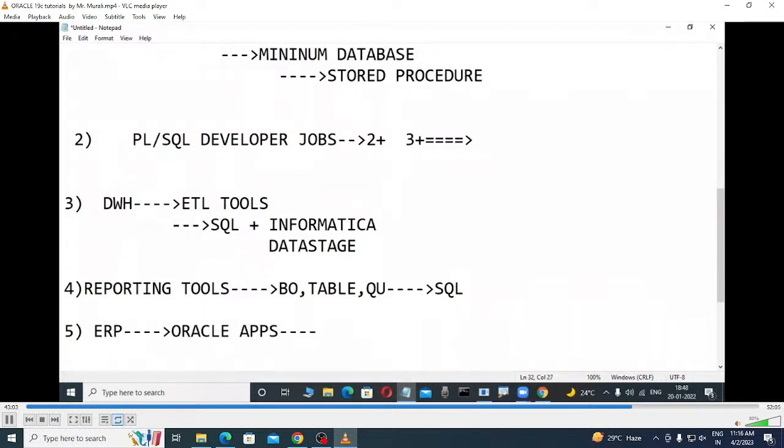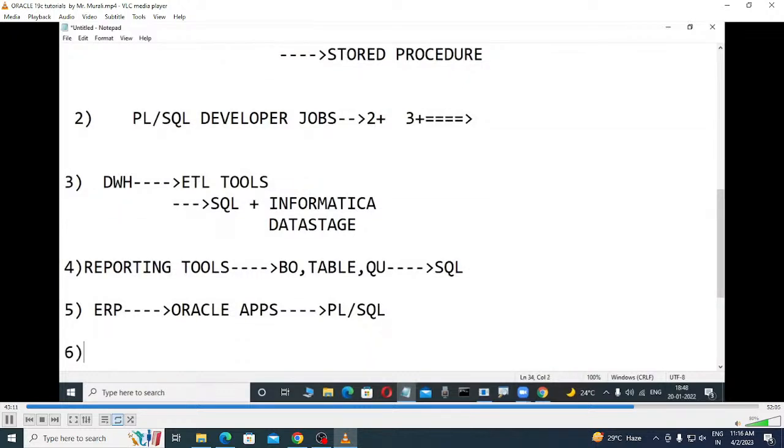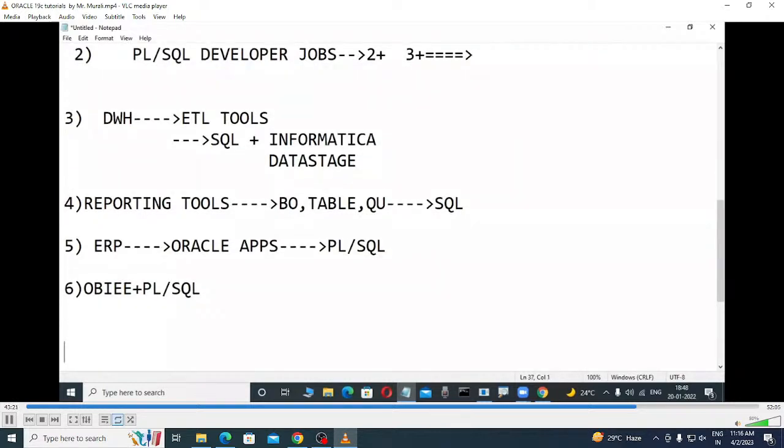For these persons, very good knowledge of PLSQL is required. Those persons are also learning these courses. Again, OBI programmers are there. OBI is a product, and with PLSQL there are jobs. Those persons are also learning these courses. Again, that's for different persons.